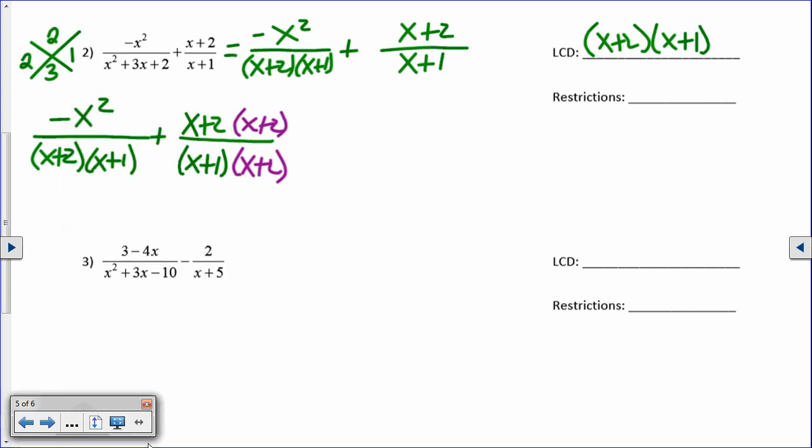Alright, you guys see that? Now it looks like what it's supposed to look like. It's supposed to have an x plus 1 and an x plus 2 in it. Doesn't matter what order, as long as it has both of them. Alright, so now I can combine them.